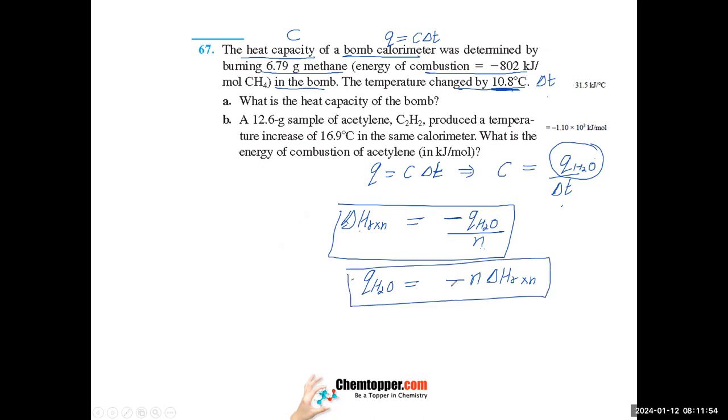Any child having any problem with this equation? Any one of you? Rearranged equation. But do you know N? Yes, I know N. The formula is given, methane, CH4, right? So the moles of methane is 6.79 grams of methane divided by molar mass, 16 grams per mole. So how many moles of methane? What is the value of N?